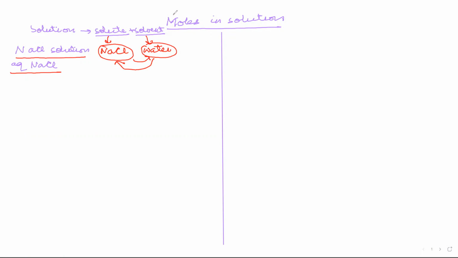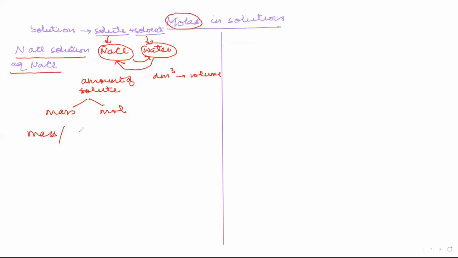Now we are going to talk about the moles in the solution. The solvent is taken in dm cube. We always take the solvent's volume in dm cube, because this is the liquid in which the solute can be dissolved. The amount of solute can be taken in the form of a mass, or it can be taken in moles. If the solute is taken in mass and is dissolved in the solvent, then we call it a gram concentration.